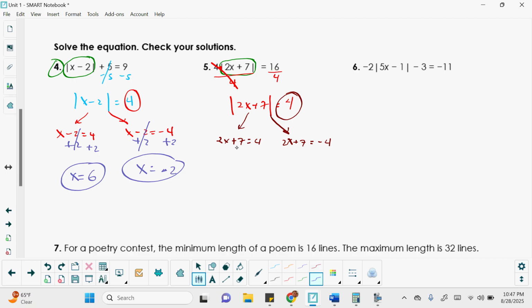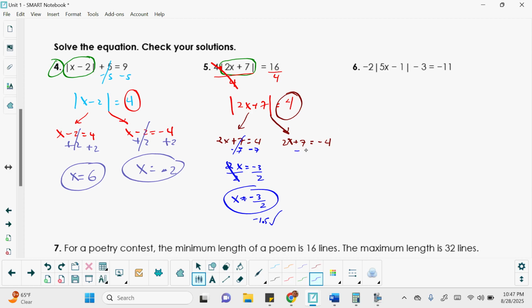So to solve this, we're going to first undo adding and subtracting. So we'll subtract 7. So I get 2x equals 4 minus 7, which is negative 3. Divide by 2, and I'm going to get x equals, now you can leave it as negative 3 over 2, or you can turn it into negative 1.5. Negative 1.5 still works. All right, that's good too.